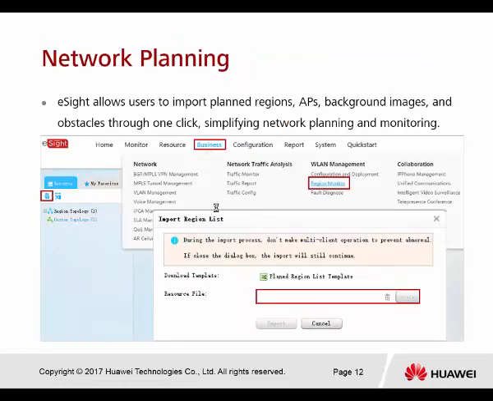Network planning. eSight allows users to import planar region, AP, background image, and obstacle through one click, simplifying network planning and monitoring. Okay, so this software is actually very powerful. So they can do some real life deployment. So they show all the icons on your existing network. So right now they try to do the import for the topology, import the region list.